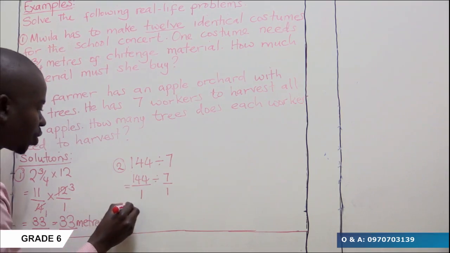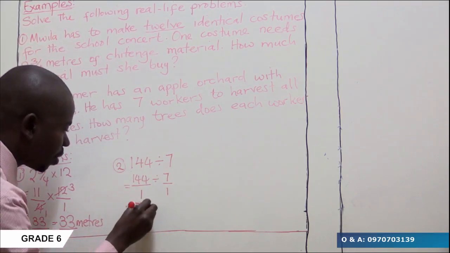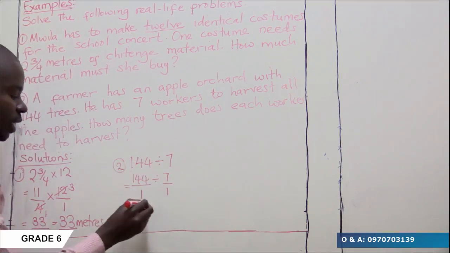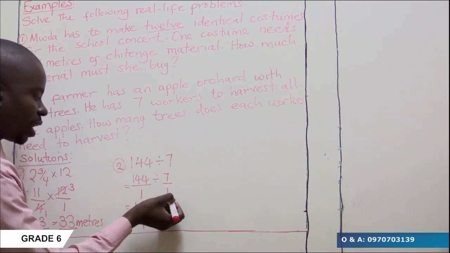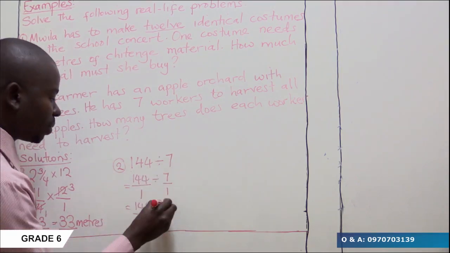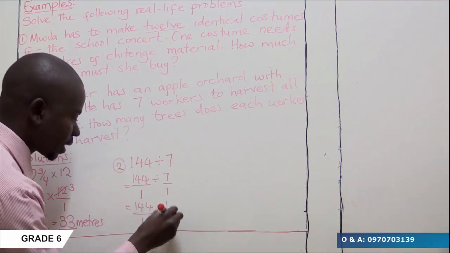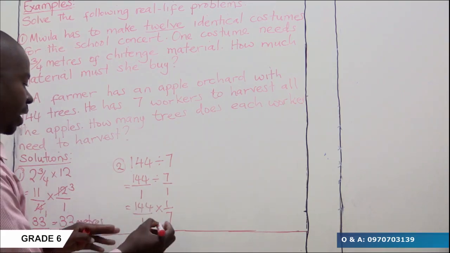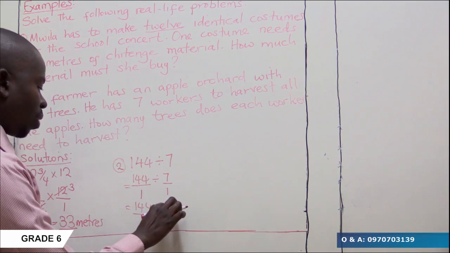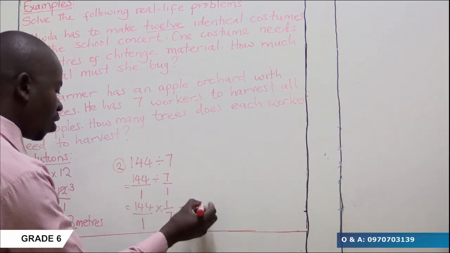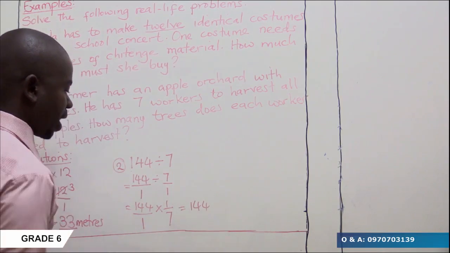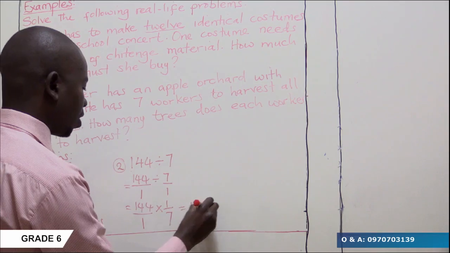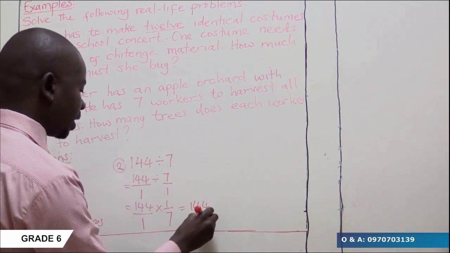Then from there, boys and girls, you are going to write 144 over 1. Change the division sign to a multiplication sign. So you write times, then the 1 will go on top and the 7 will come down. So it will be 1 over 7. From there, you can multiply. 144 times 1 will give us 144. 1 times 7 will give us 7.